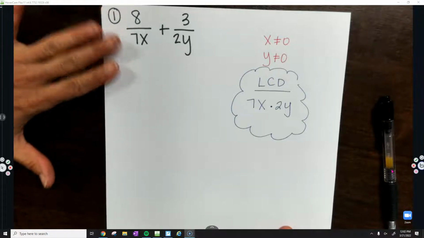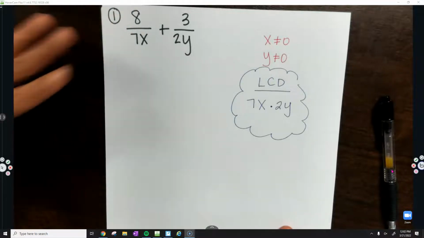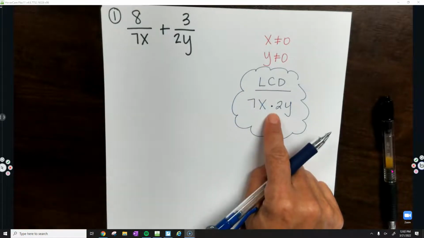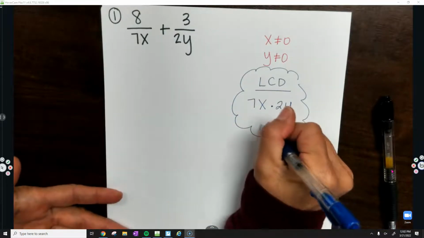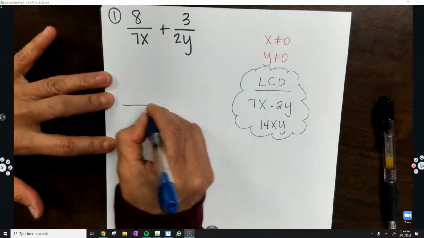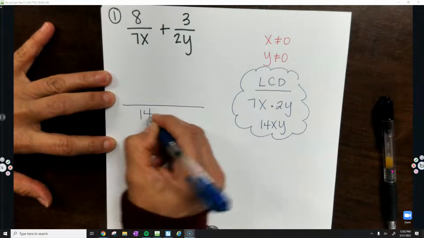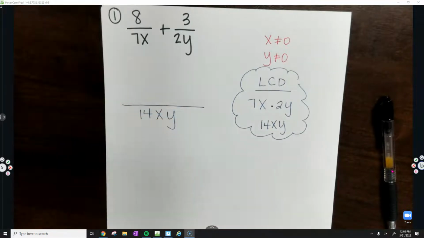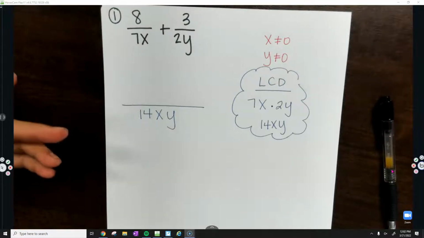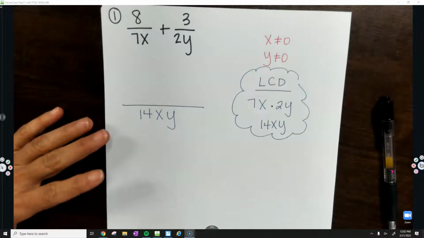So when I start combining this stuff, remember they have a common denominator. What is the common denominator? You just drew a bubble around it. So remember, this is 14xy. So now that I have my common denominator, I can write both of the numerators in one fraction, y'all. I just have to multiply by what it was missing. That's the biggest piece to this.